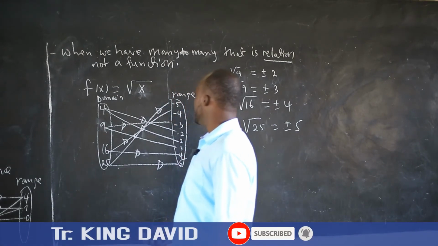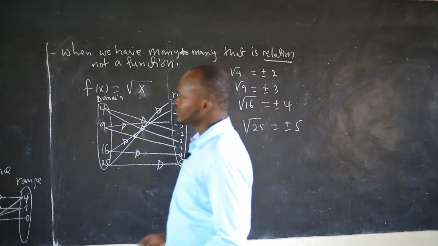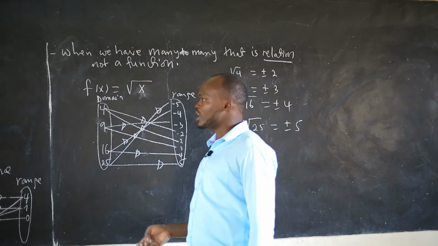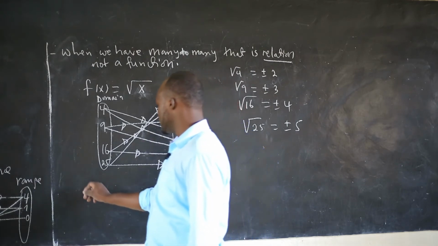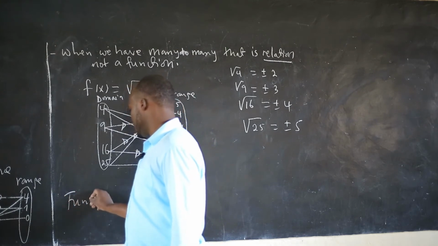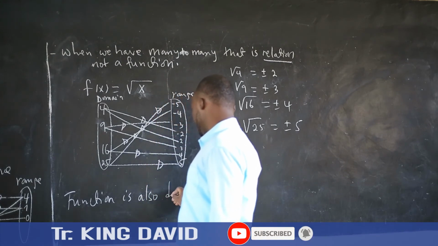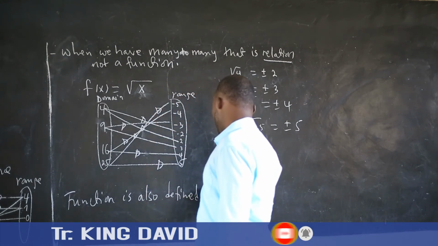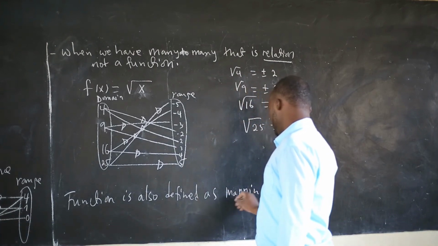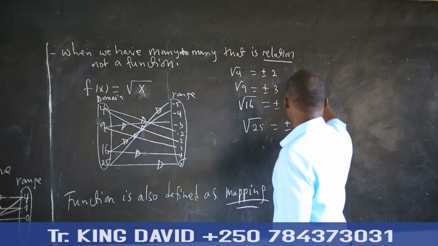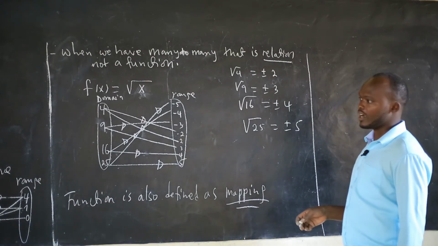So when you have many to many, that's not a function, it is a relation. I think you are getting what a function is. A function, you can call it mapping. A function is also defined as mapping. When we say mapping, we also mean a function. Okay, let's see the types of function, many types of function.